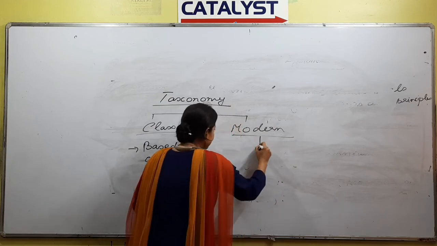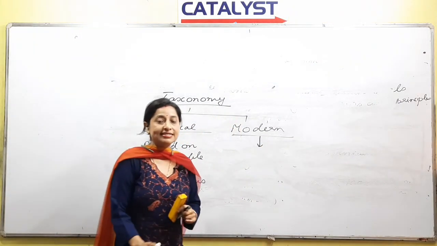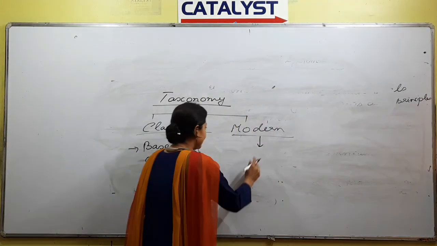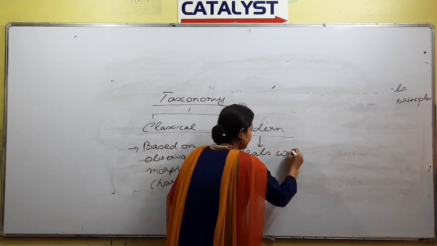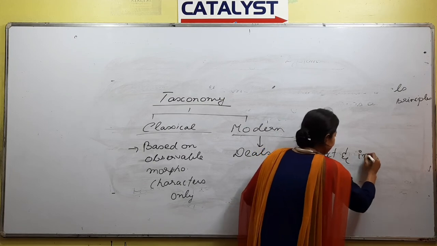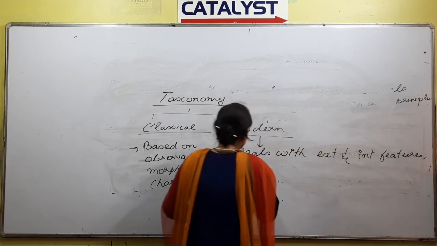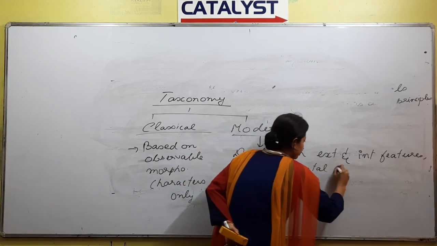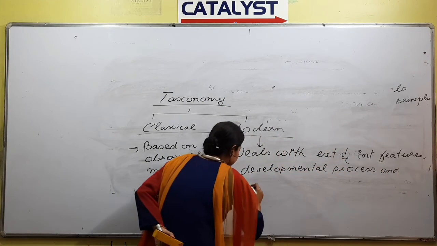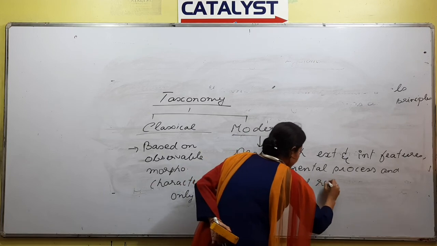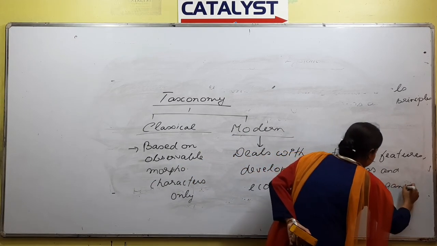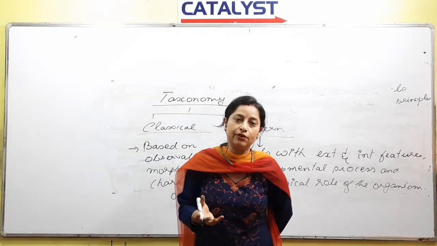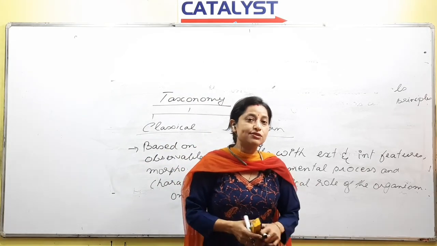Next is modern. In modern taxonomy, various characters are taken into consideration. In classical, morphology is the basis, but in modern, many more things are considered beyond morphology. And what are the things it deals with? It deals with external and internal features, right? It also deals with developmental processes, and the ecological role of the organism, right? So if we classify considering mostly morphology, we call it classical taxonomy. If we classify considering many characters, that is what is called modern taxonomy.